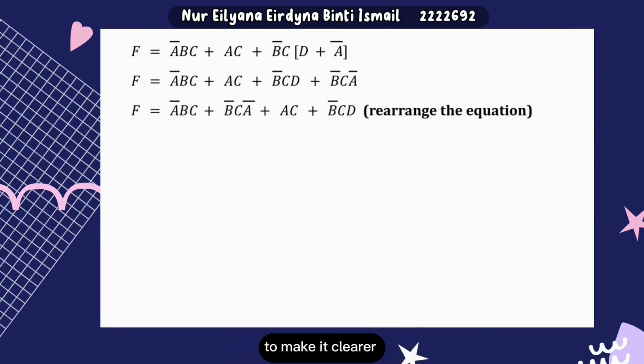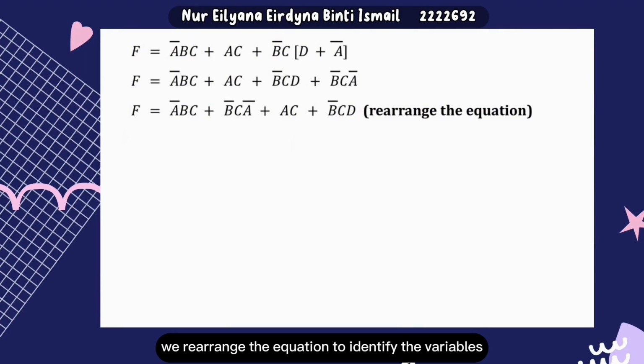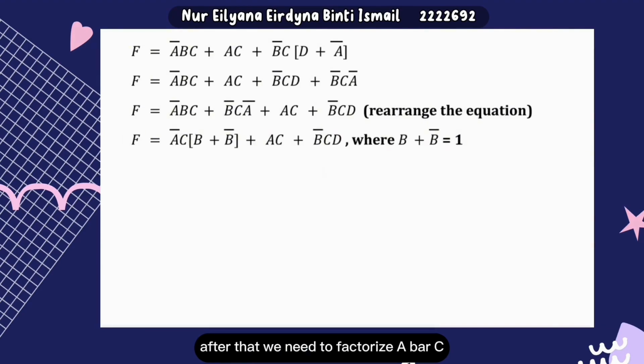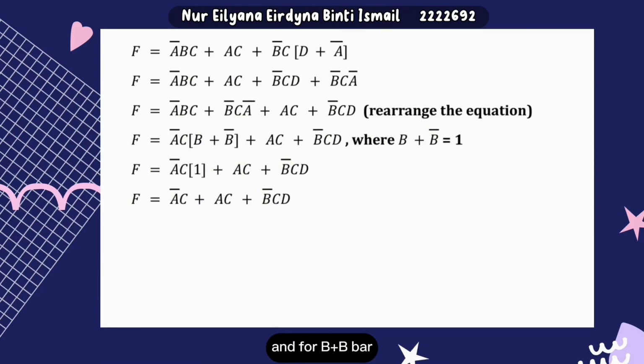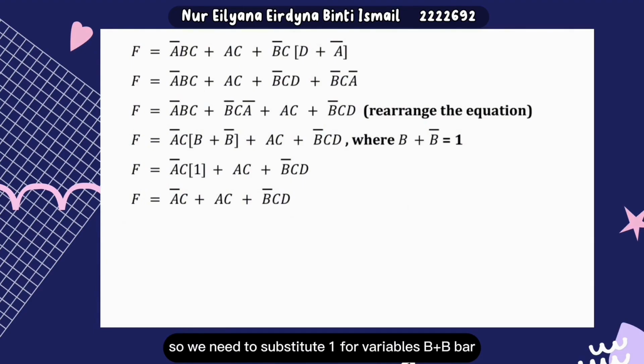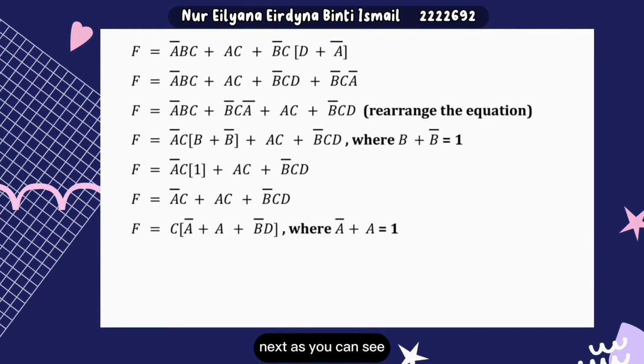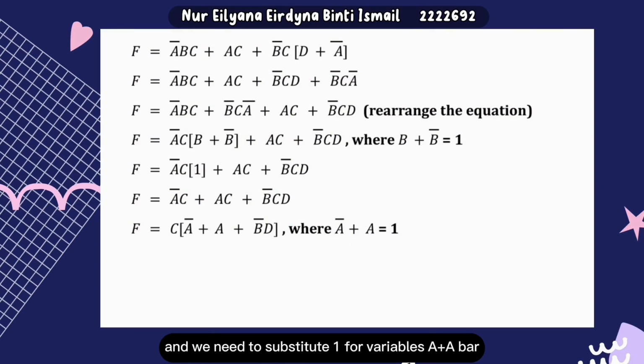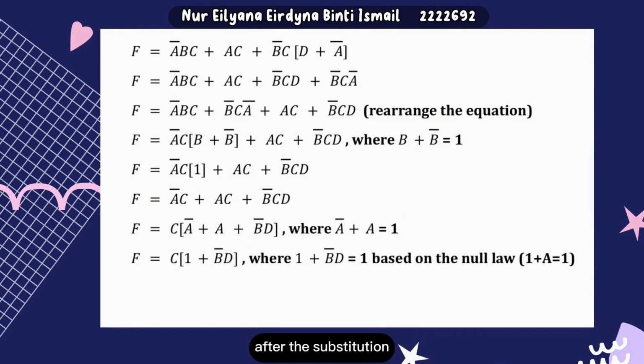To make it clearer, we will rearrange the equation to identify the variables we can factorize in the next step. After that, we need to factorize A bar C. And for B plus B bar, we know that it will become 1. So we substitute 1 for B plus B bar. Next, we can factorize C from this equation and substitute 1 for A plus A bar. After the substitution, inside the square bracket, we have 1 and B bar D, right?